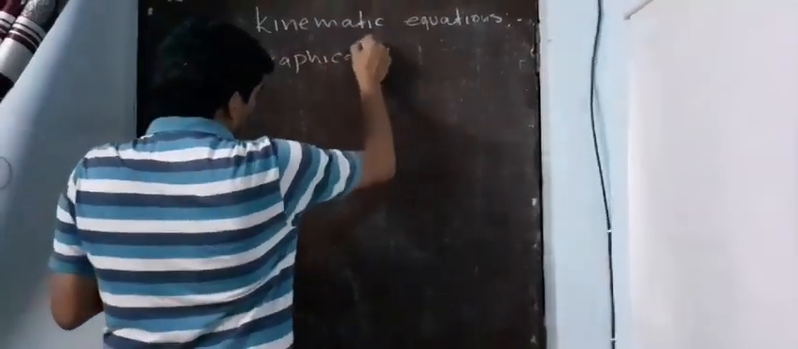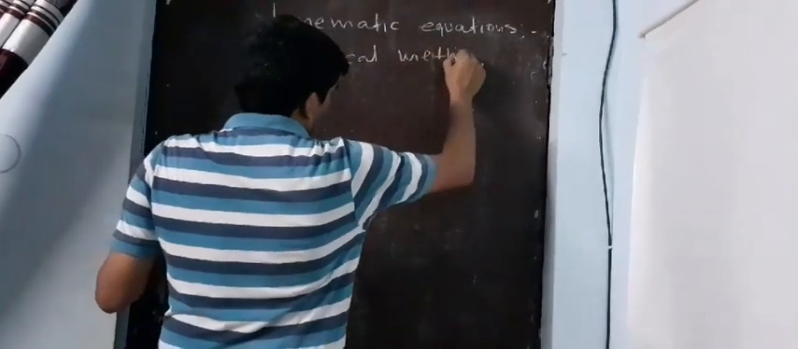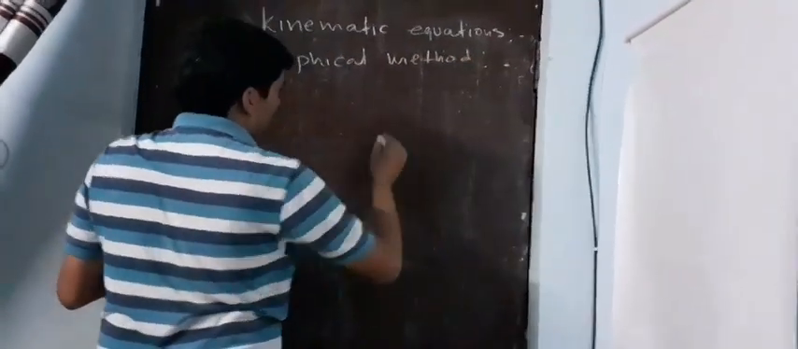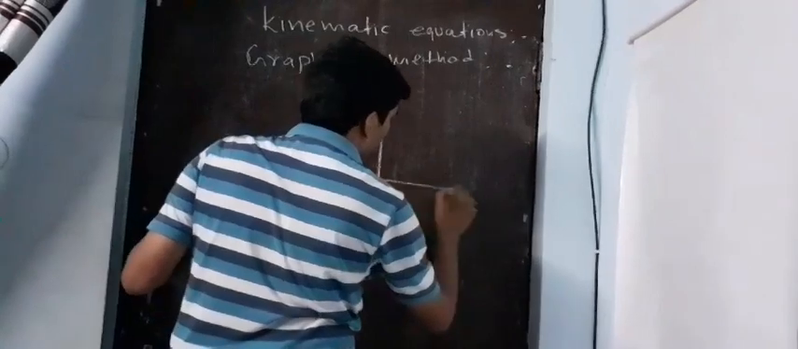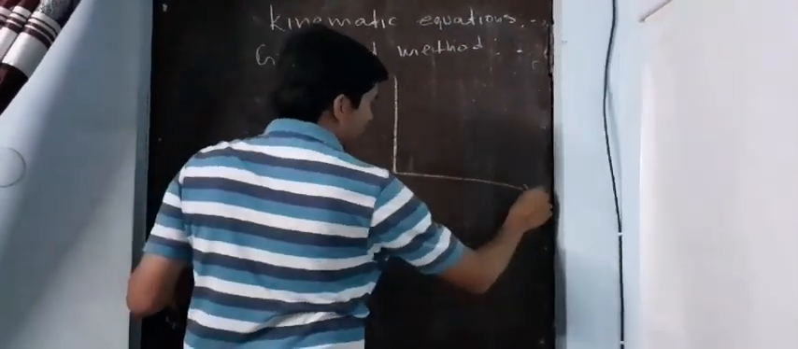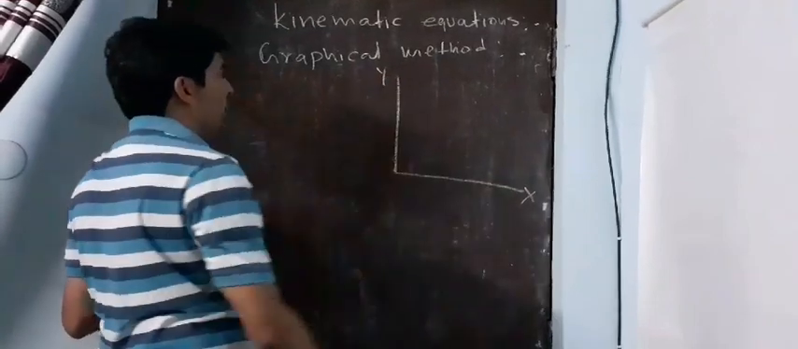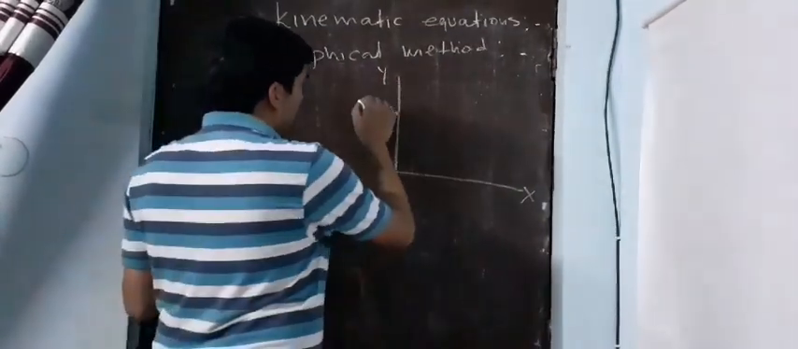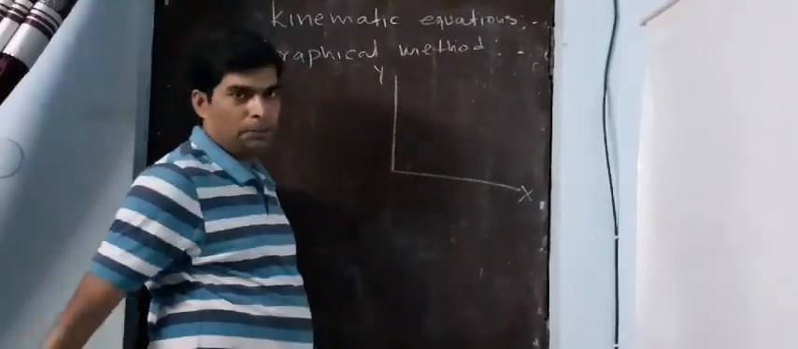We are going to derive these equations according to the graphical method. This is the x-axis and this is the y-axis, and we are presenting it on the velocity time graph.